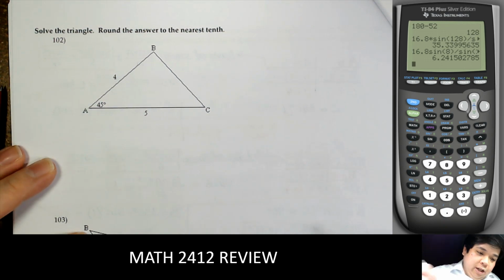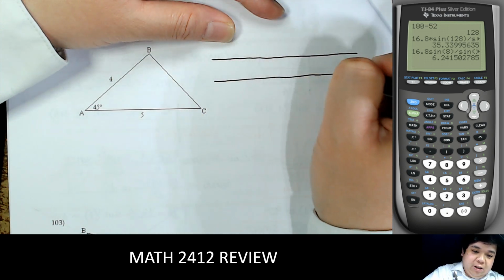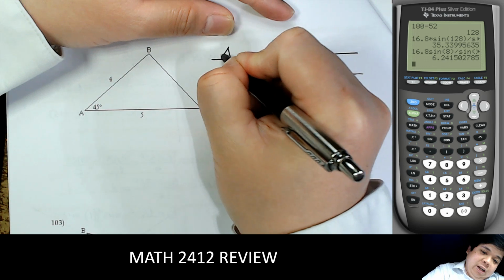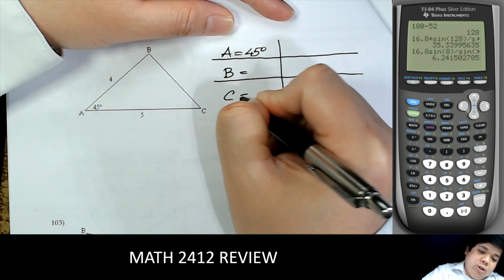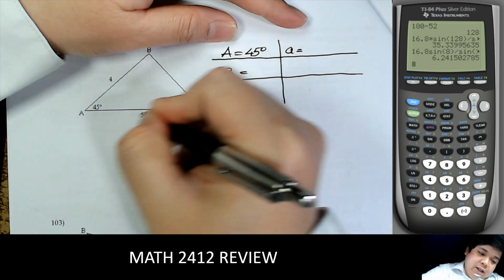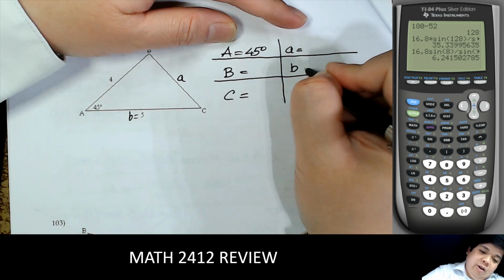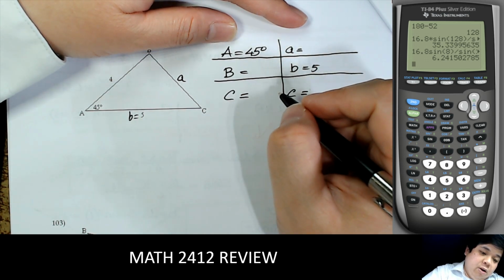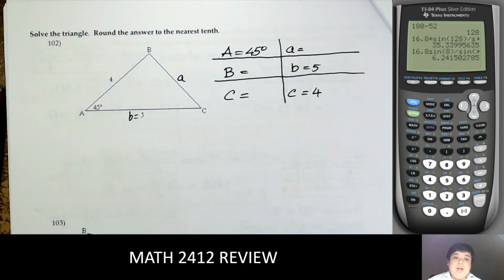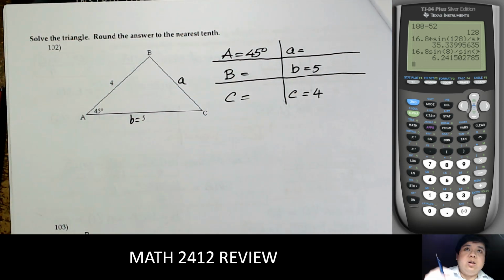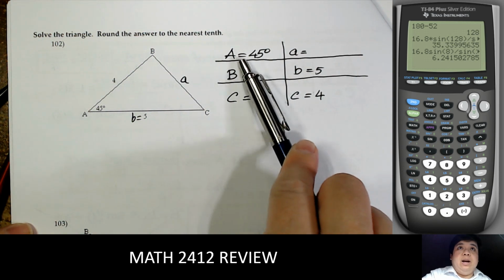As always, I will draw the summary of the problem, what we are given and what we need to find. Angle A is 45 degrees. We don't know B, we don't know C. Little a, opposite to that, we don't know. Little b, opposite to B, is 5. Little c, opposite from it, is 4. Right. So we do not have a pair of opposite angle and side, so that must be the law of cosine. And whatever the law of cosine is, we have to end up with the angle A.